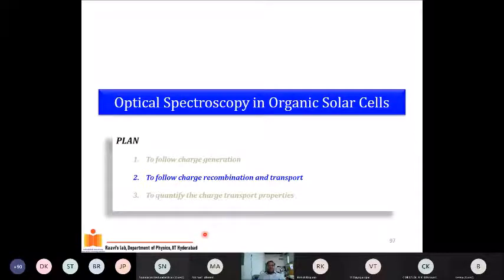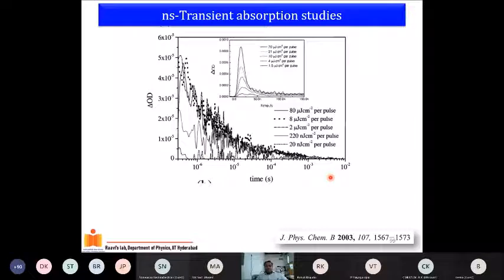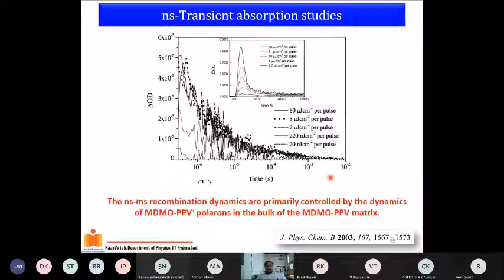Okay, there are things which I didn't explain carefully. This is laser flash photolysis and photoinduced absorption. Another thing is the charge transport, time of flight measurement, charge extraction by linearly increasing voltage. So these are the various things which exist, which can do the same experiment in long time scales, and one can look at the recombination dynamics. The longer the lifetime of the charge, the lesser is the recombination, and so the better is the possibility of extracting the charges into the device.